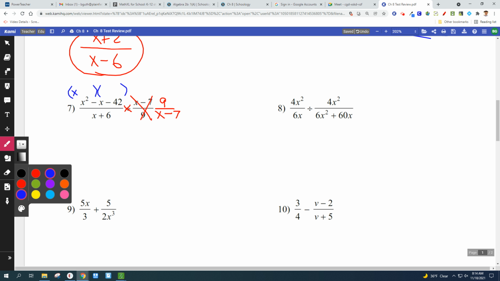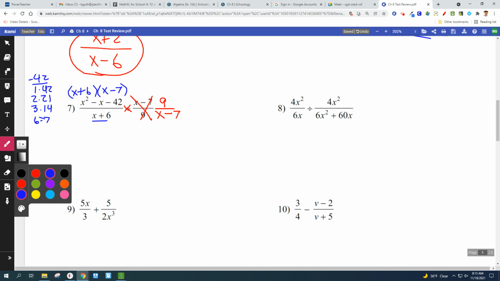I see an easy trinomial. 2 numbers multiply to 42. Okay, so 42. Multiply to -42 and add up to -1. That's going to be 6 and -7. So x plus 6, x minus 7.